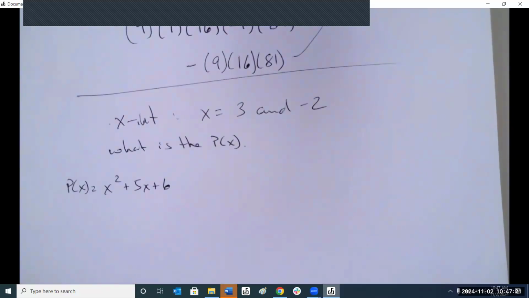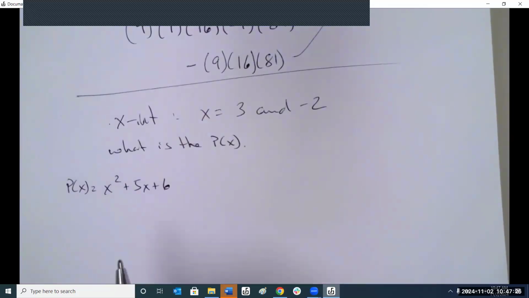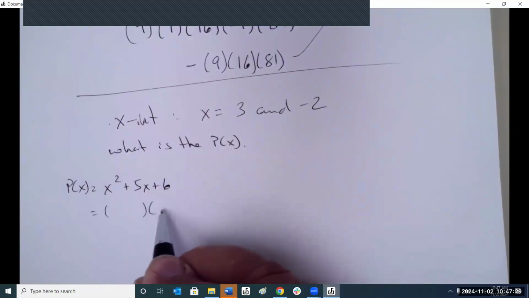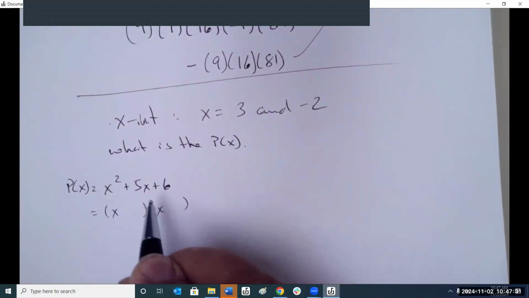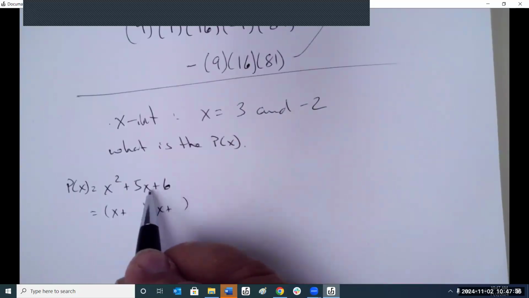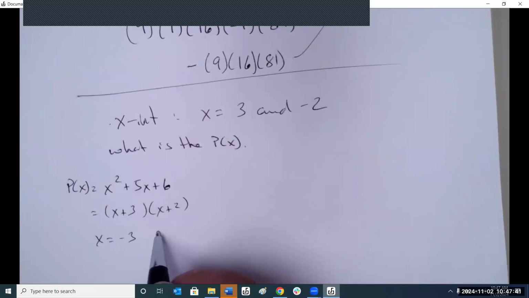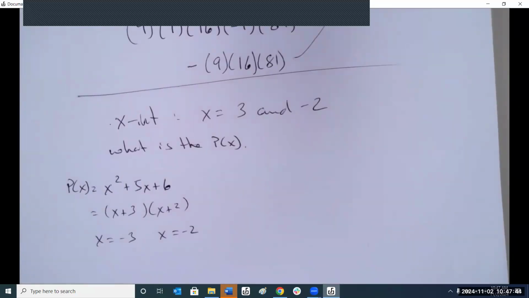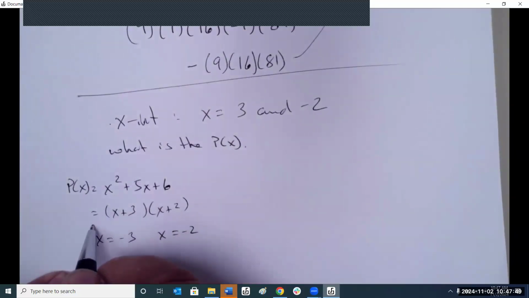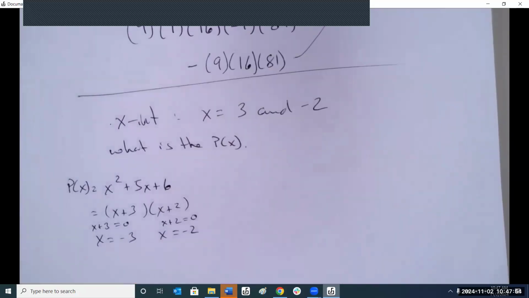So let's work backwards. If I gave you this and I asked you to find me the intercepts, what would you do first? You'd factor. So you get (x plus)(x plus). What times what is 6? It's 3 and 2. So x is equal to negative 3 and x is equal to negative 2. So what we did here, we took x plus 3, set it equal to 0, x plus 2, set it equal to 0. So far, so good?